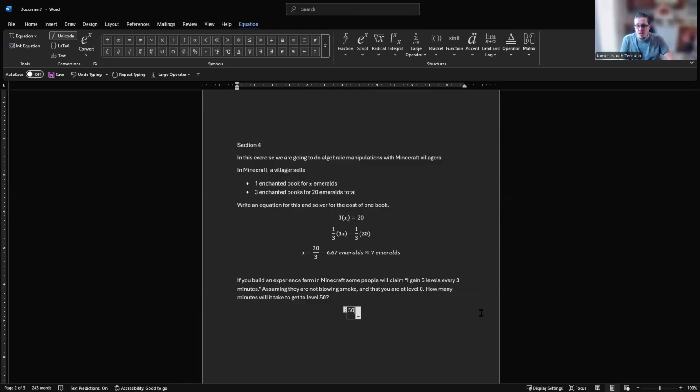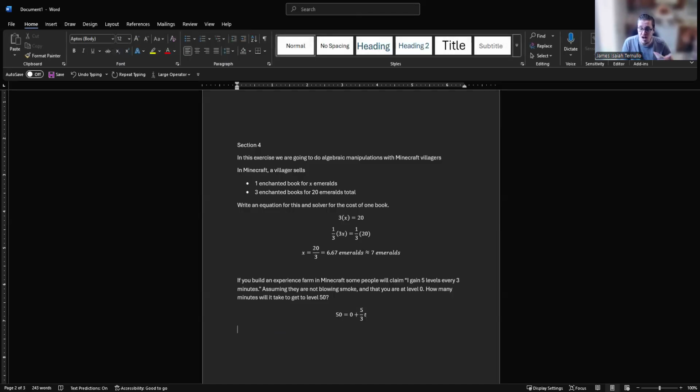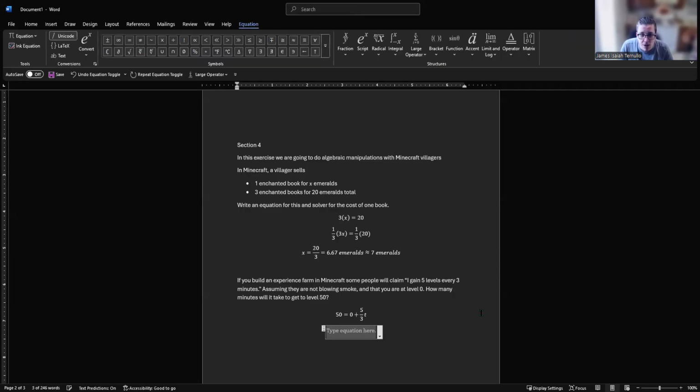So 50 is the final level that we want. We start at level 0, and we're told that this experience farm gives us 5 levels every 3 minutes. We don't know how many minutes that's going to take. That's what we want to know. So we're going to pick a variable t for time, and we're going to solve this equation that we have on the screen for the total time it would take using this experience farm to get to level 50.